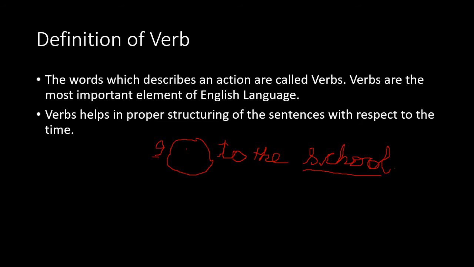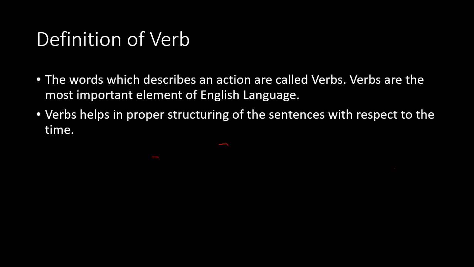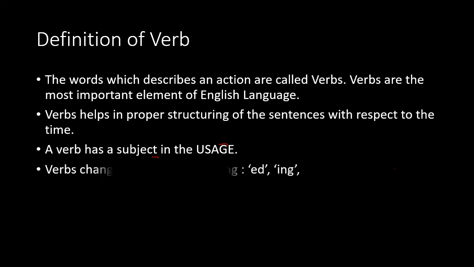I hope it is clear. Let's see what we have further. Then we have a verb has a subject in the usage. I just explained, I go to the school, I go to the toilet. I am going to the toilet. I am going to the school. That means main school ja rahi hoon. That means this action of going to the school is happening at the present time, right?